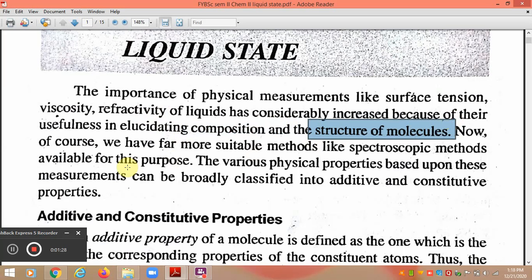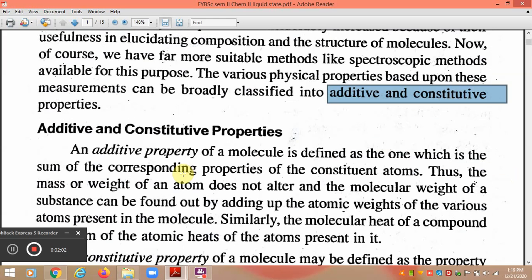And now we have more suitable techniques for measurement of these properties in order to study the structure of molecules, like spectroscopic methods. The physical properties of substances, based upon their measurement, are classified into two types called additive properties and constitutive properties.